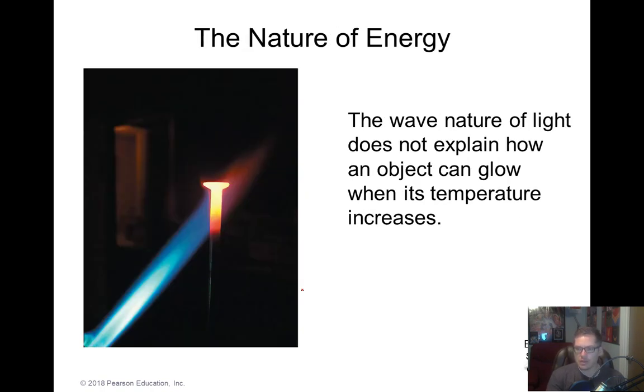So blackbody radiation is the idea that you could take, like here they've got what looks like an acetylene torch, and they took an iron nail and made it glow. Now you can imagine if they turned off the torch, what would the nail do? Well, it would continue to glow for a while until it cooled down, and then it would stop. So this is called blackbody radiation.